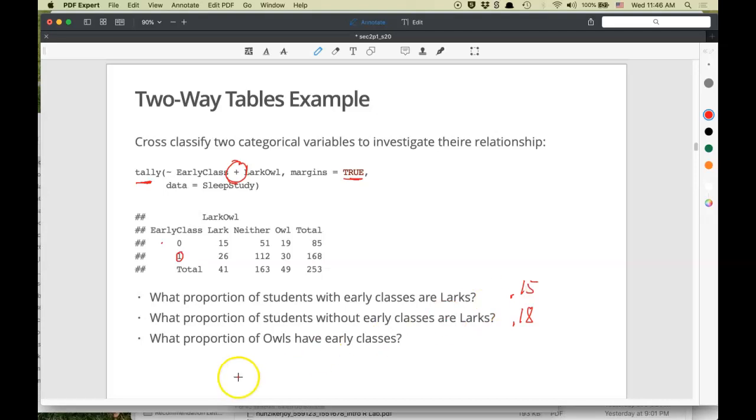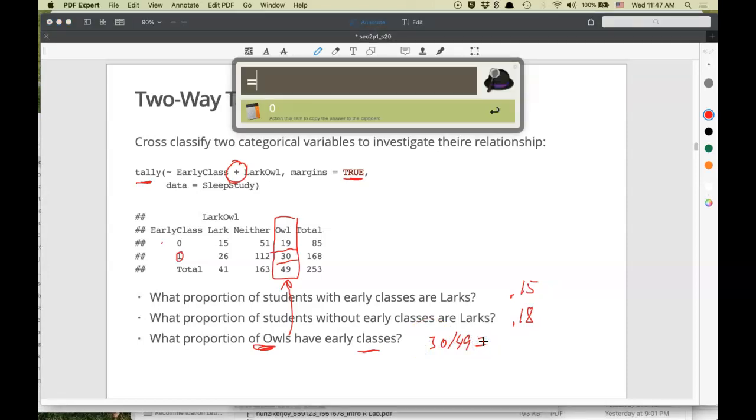And then what proportion of owls have early classes? So you do need to be careful in reading these types of statements to see if we're talking about a column or a row. But this is of owls, so we're talking about the column for the owls. And what proportion have early classes? So we're talking about this cell here. So 30 out of 49. And that proportion that we get would be 0.61.